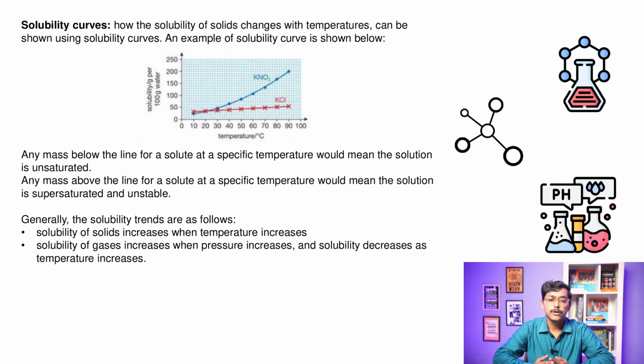Solubility curves show how the solubility of solids changes with temperature. The diagram below shows how the solubility of potassium nitrate and potassium chloride changes with temperature. Any mass below the line for a solute at a specific temperature would mean the solution is unsaturated. On the other hand, any mass above the line for a solute at a particular temperature would mean that the solution is supersaturated and unstable.